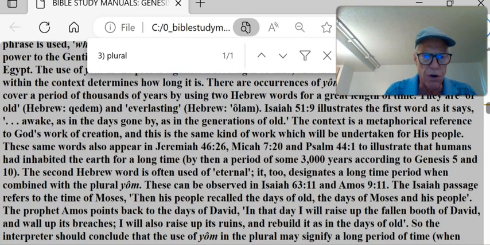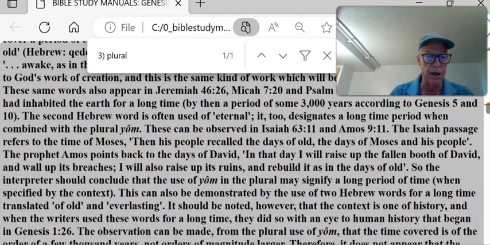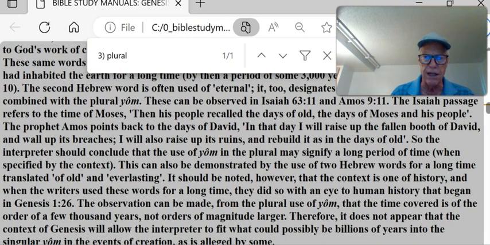The second Hebrew word is often used of eternal. It too designates a long time period when combined with the plural yom. These can be observed in Isaiah 63 and Amos 9. The Isaiah passage refers to the time of Moses. Then his people recalled the days of old and the days of Moses and his people. The prophet Amos points back to the days of David. In that day I will raise up the fallen booth of David and wall up its breaches. I will also raise up its ruins and rebuild it as the days of old.